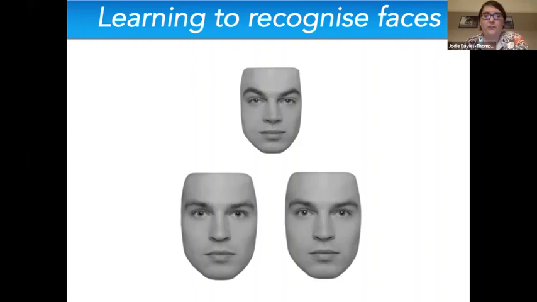Well, actually, I can't remember the answer to this because I put this together a while ago. And that's because it's a very hard task, because what I've done here is I've morphed the two faces together, and one of them is more similar to this top face than the other. And so what we can do is we can train people up to be able to do this task.